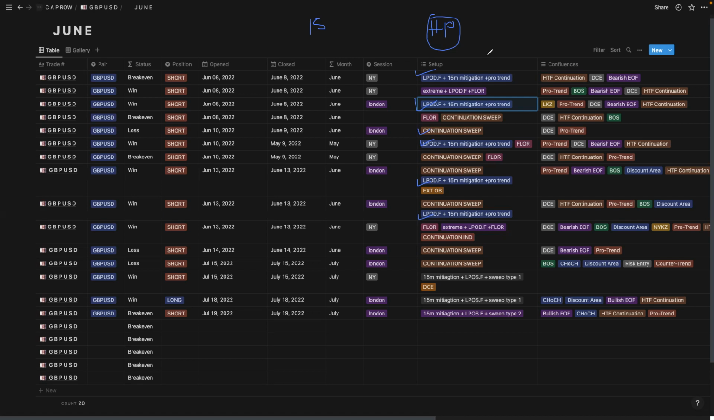Like if you say I am also trading last point of demand failure, 15-minute mitigated zone, pro trend, but inside this 50-minute mitigation zone there is another thing which I won't tell you guys, because it is the setup I personally take right now. So I won't go into the detail of how I trade.